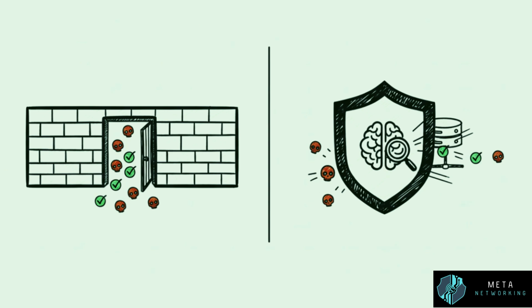So, how in the world do you stop a threat that's woven into what looks like perfectly normal traffic from a user? You need more than just a bouncer at the front door. You need a security guard that actually understands the language being spoken inside the building.